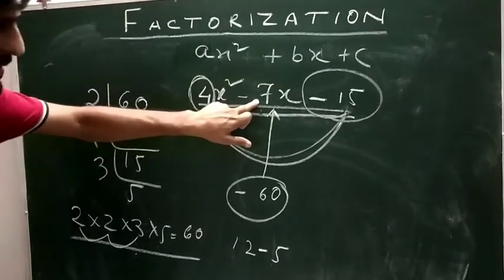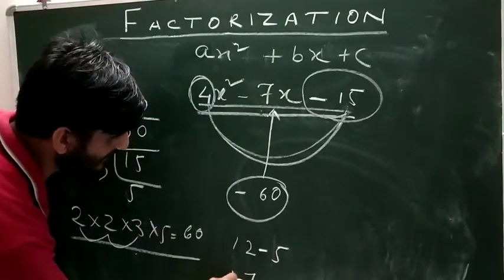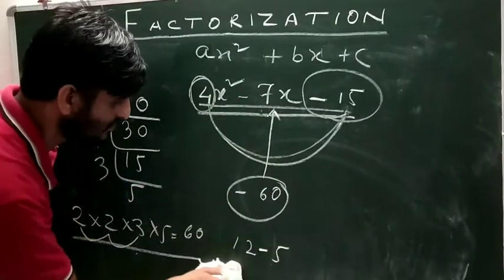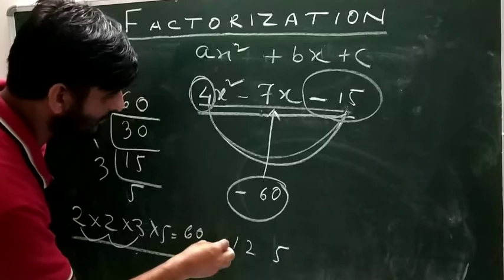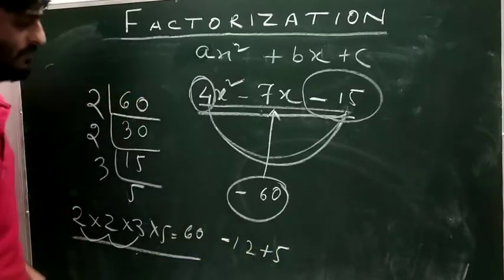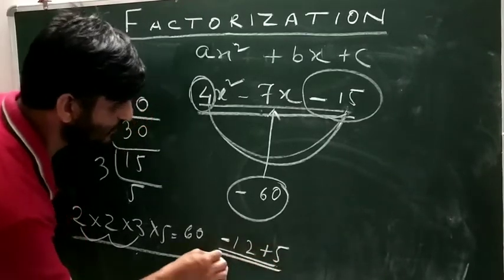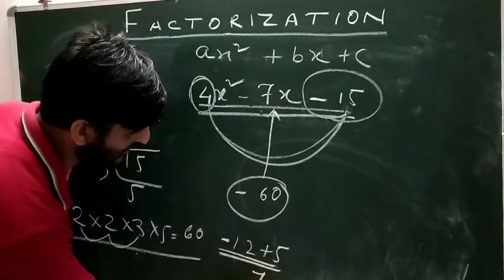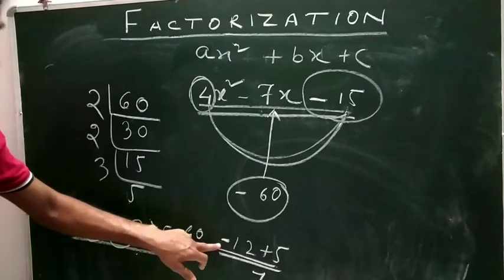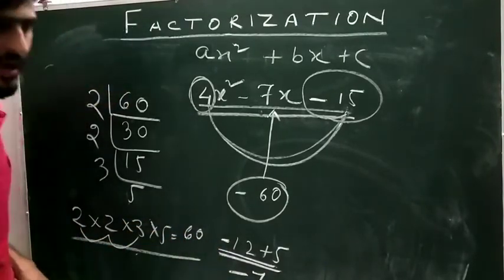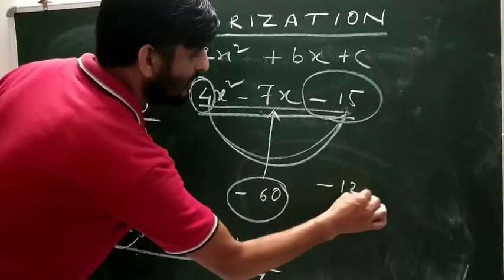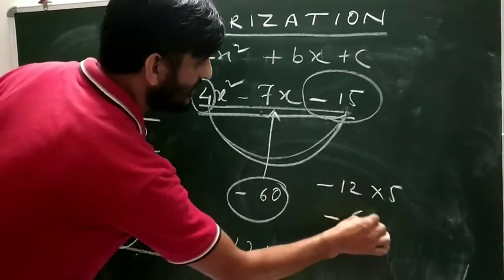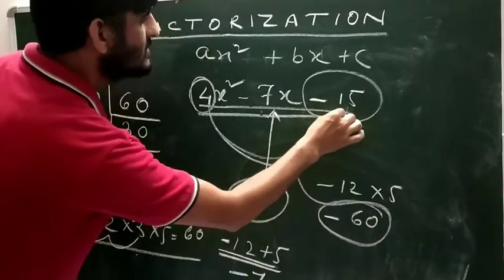We are getting a 7, but the sign is plus 7 here, so no need to write this one. We need a minus 7. So what will we do? We will write minus 12 plus 5. You see, minus 12 plus 5 means minus 7. And the product of this minus 12 and 5: minus times plus, 12 times 5 is 60. Yes, we are getting 60.